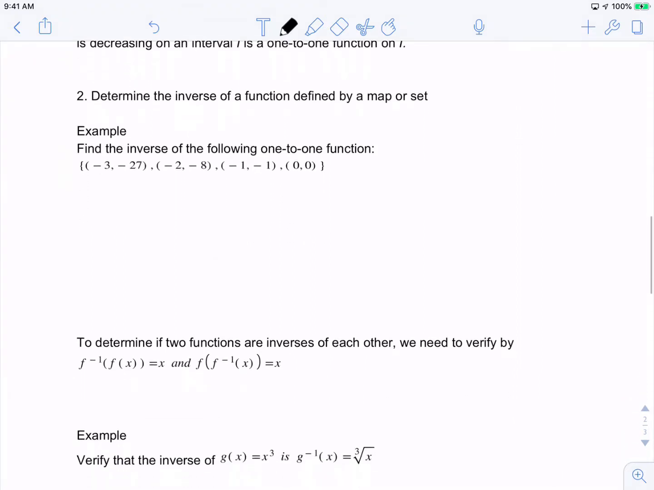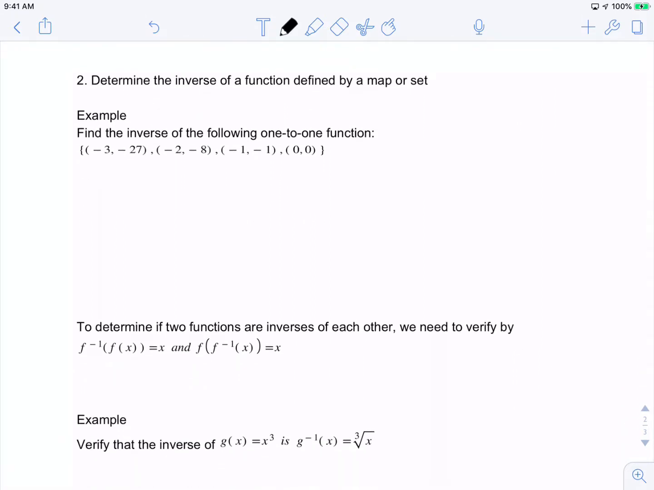Okay. The next topic we're going to talk about is to determine the inverse of a function defined by a map or sets. And so our example here is to find the inverse of the following one-to-one function. So we're given a collection of points to create a one-to-one function. Now from here, what we can see, in order to find the inverse of this, all we're going to do is switch our x with our y.